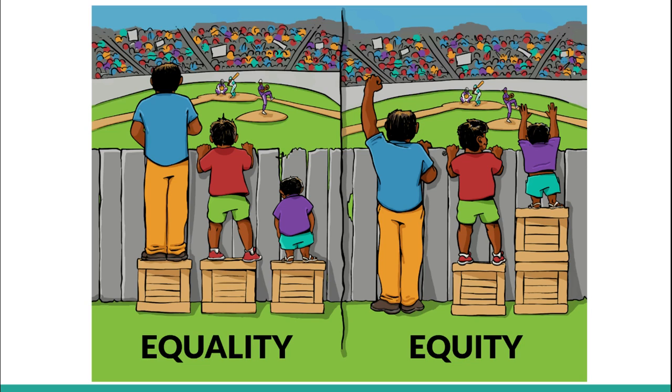Look at this picture. What do you think it might be suggesting? The gradual release model encourages equity versus equality.